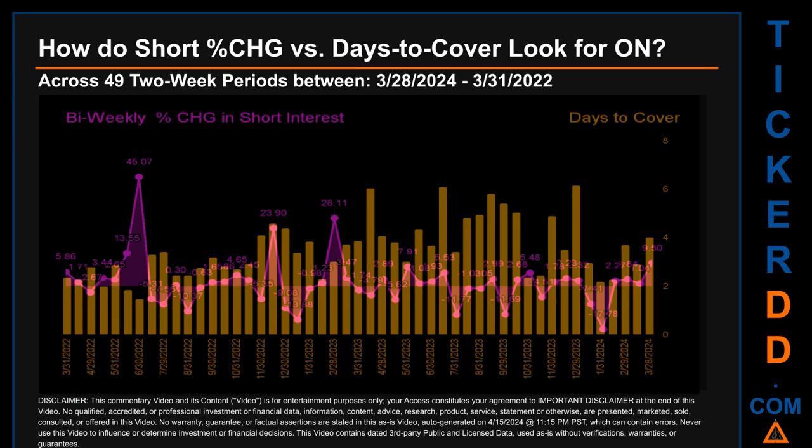It occurred once on June 30, 2022 settlement date. The largest percentage decrease in short interest found across those 49 two-week snapshots was -17.78%. It occurred once on January 31, 2024 settlement date. The average days to cover was about 3.51. The biggest days to cover was 6.15, and it happened once on December 29, 2023 settlement date.